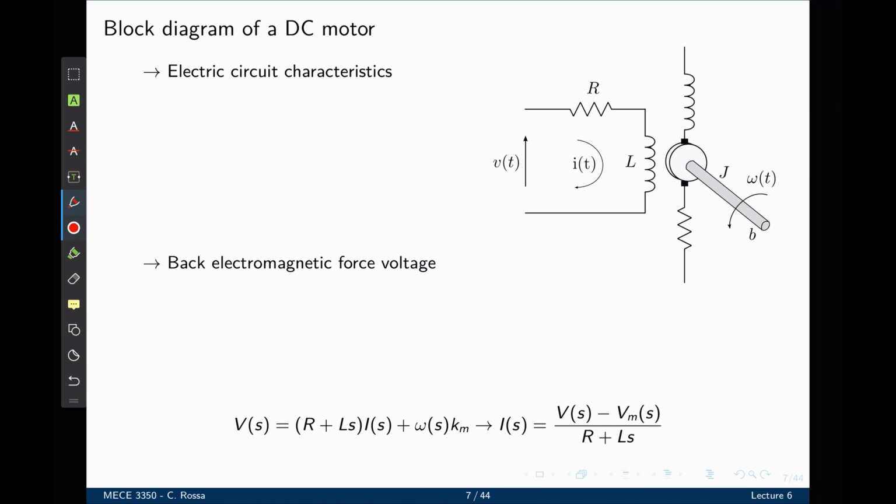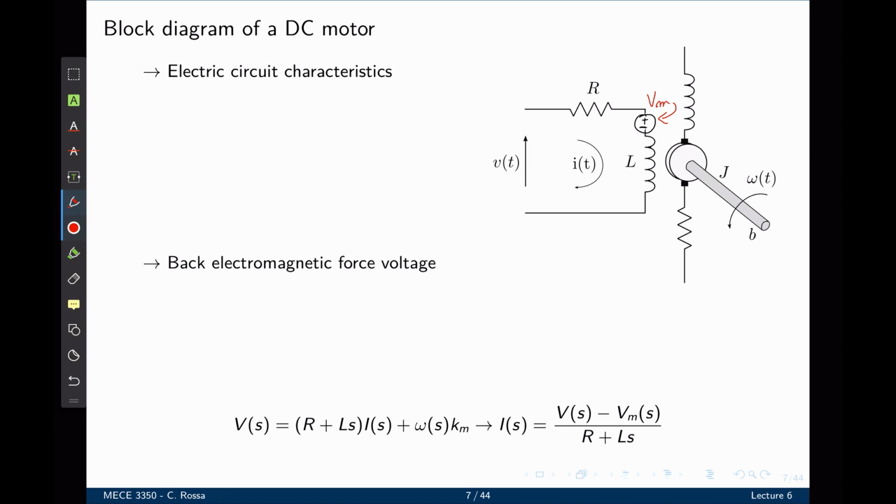The electrical part can be modeled using an RL circuit. The voltage input is V, that develops a current I, and then the motor starts to rotate. When the motor rotates, it induces a back electromagnetic voltage in the RL circuit, and you're going to call that voltage Vm. Vm is a function of the motor speed.